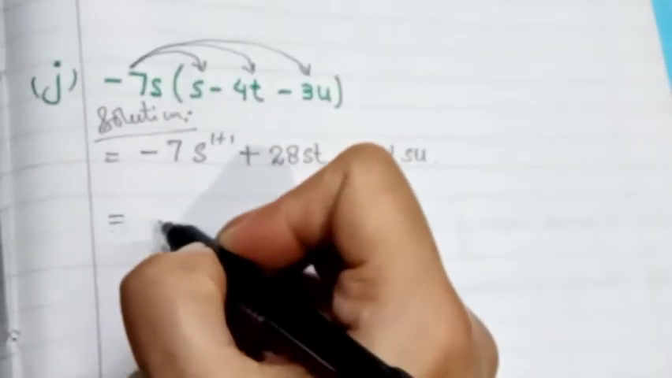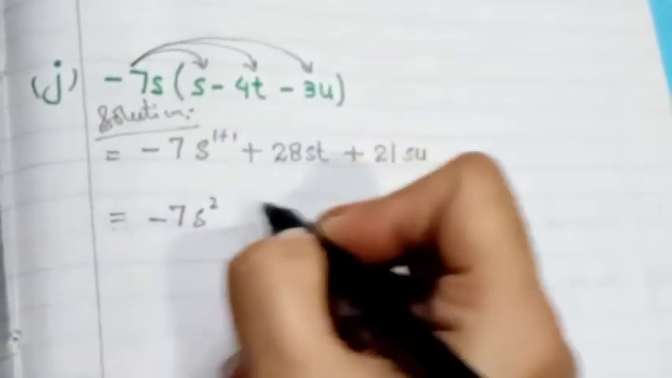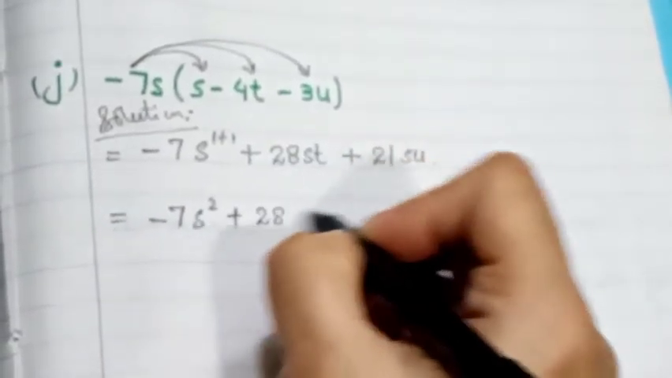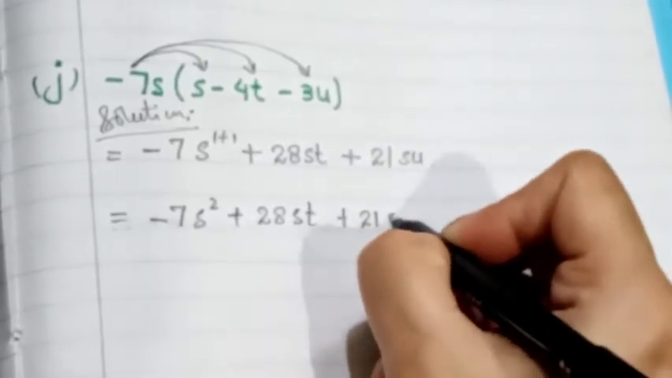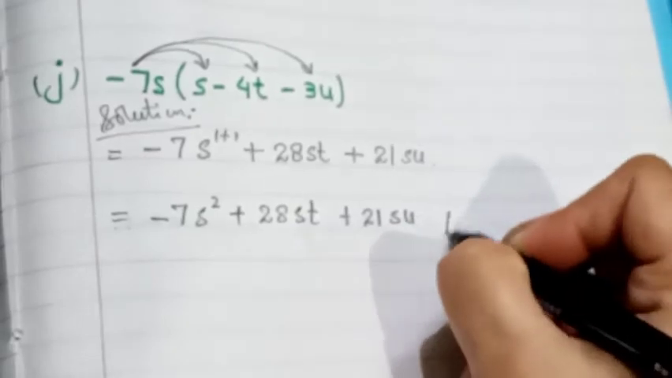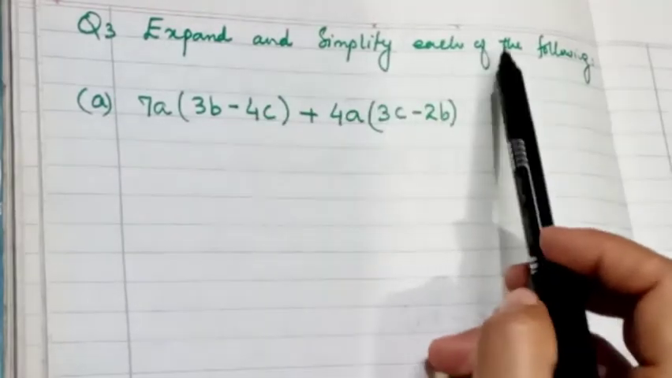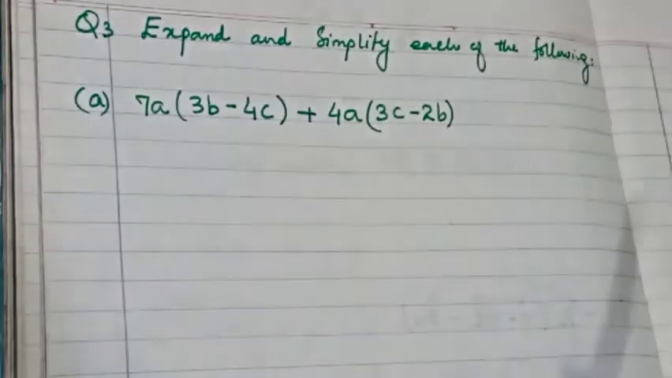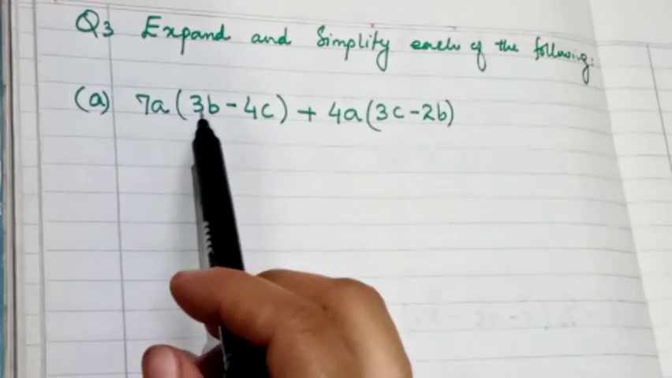So we can write minus 7, 1 plus 1 means s square, plus 28st plus 21su. This will be our answer. Now I am starting question 3 for you. Expand and simplify each of the following. These questions are same as we did in exercise 3a.